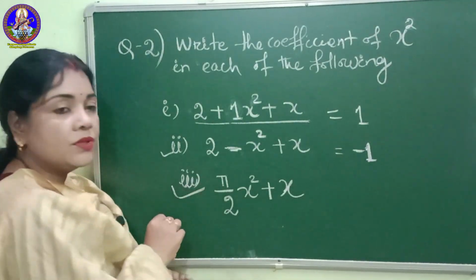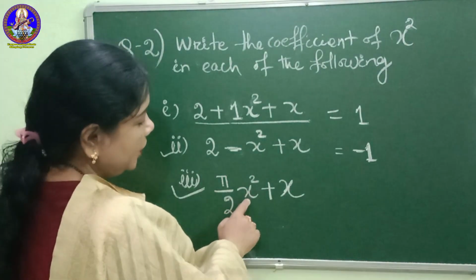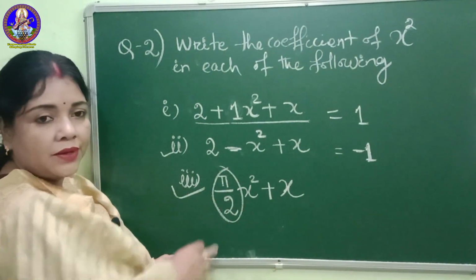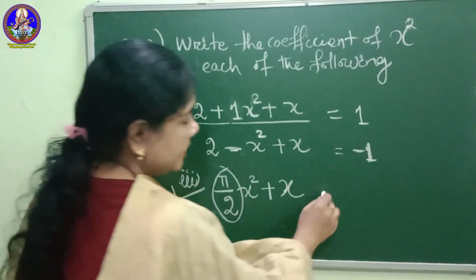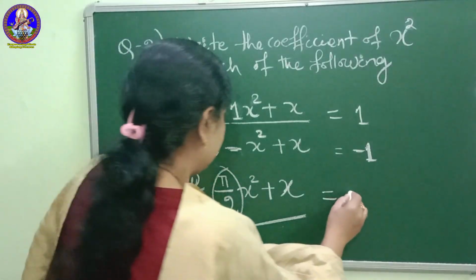Similarly, next come to the third question. The expression given is pi by 2 x square plus x. Similarly, this particular pi by 2 is the coefficient of this expression pi by 2 x square plus x.